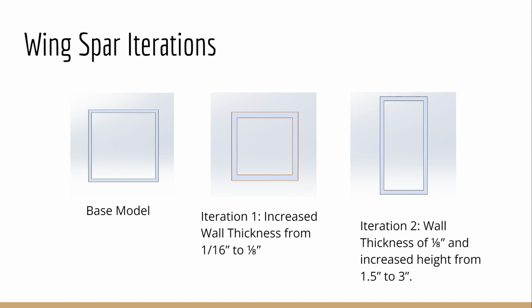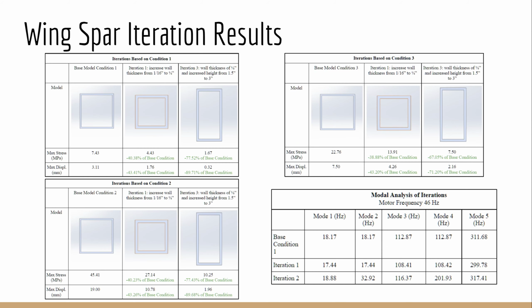The iterations I performed on the wing spar were primarily altering the cross-sectional area. I did my best to keep the iterations simple yet manufacturable. These tables report the stresses and displacements that each iteration experiences, with the 3 different loading conditions previously described. None of the resonant frequencies of any design iteration come close to the frequency of the motor, which is desirable.